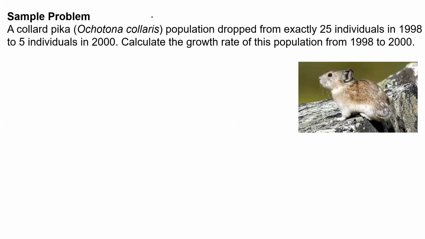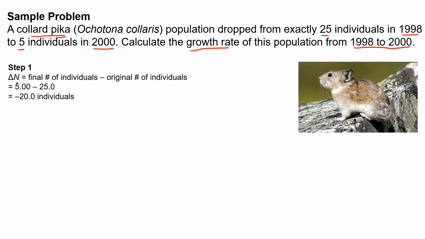So let's take a look at a sample problem here. Collared pika, these guys are actually related to rabbits. They're found in the mountains. You might have seen them. They're really cute. So rock rabbits. The population dropped from 25 individuals in 1998 to 5 individuals in 2000. Calculate the growth rate from 1998 to 2000.